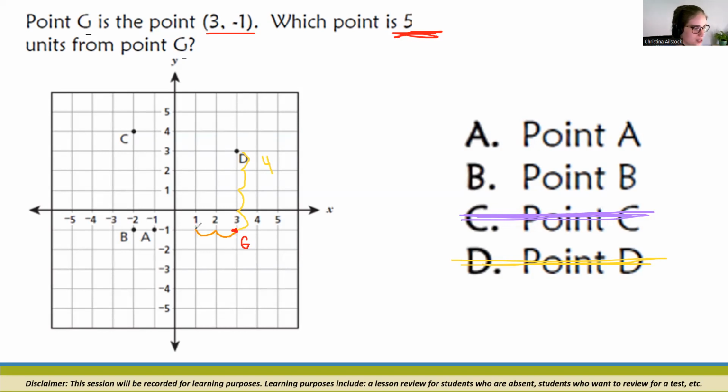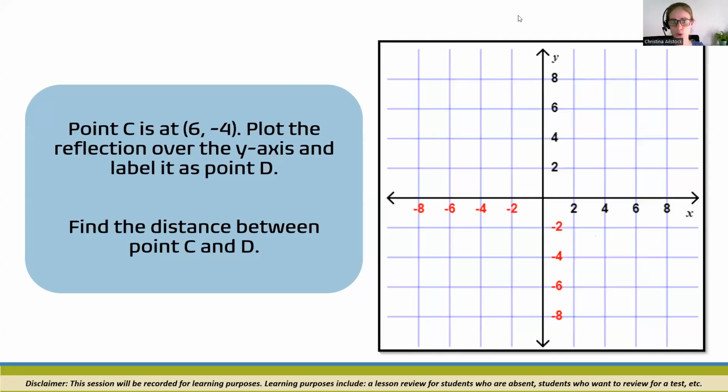So we're 1, 2, 3, 4 units for A, but looky there, 5 units brings us to point B. So point B is 5 units away from G. That is our answer. All right, we have two more questions before we get to the next topic.